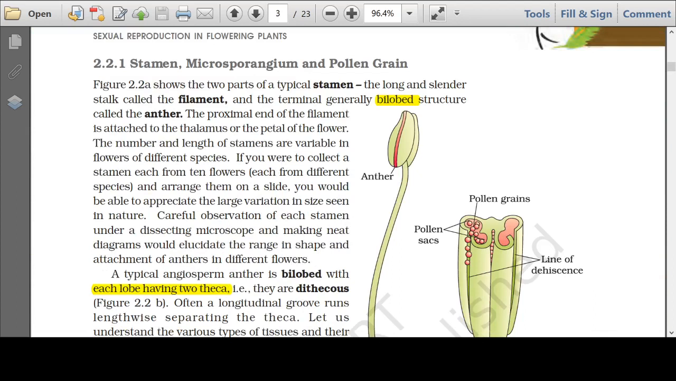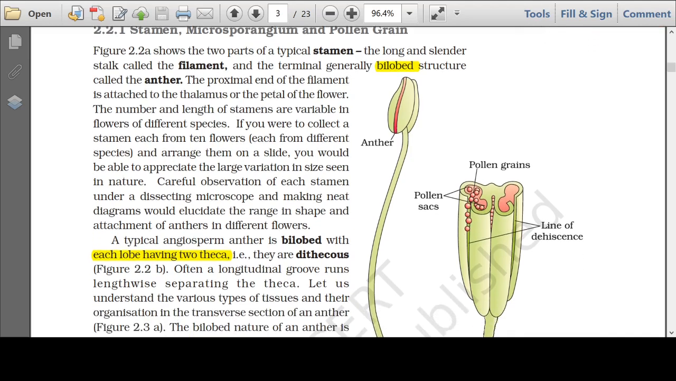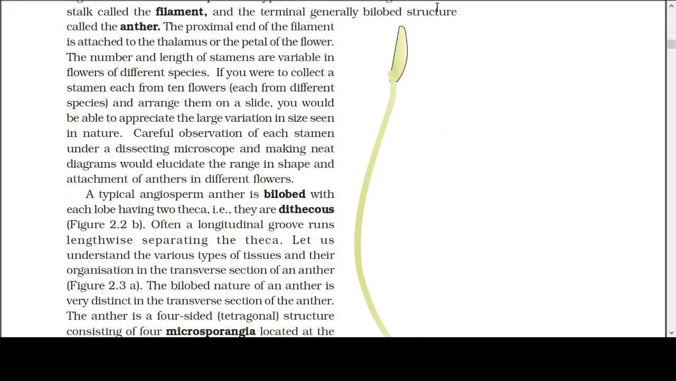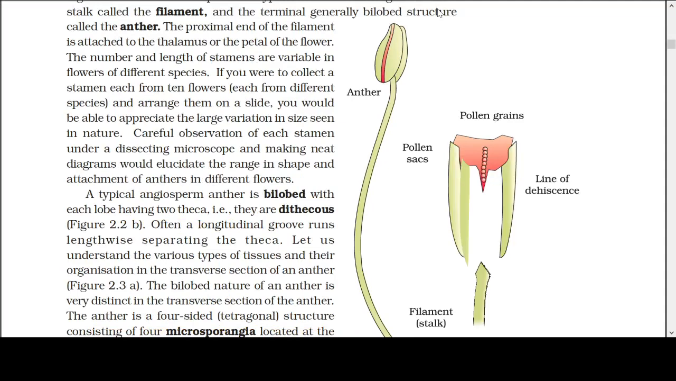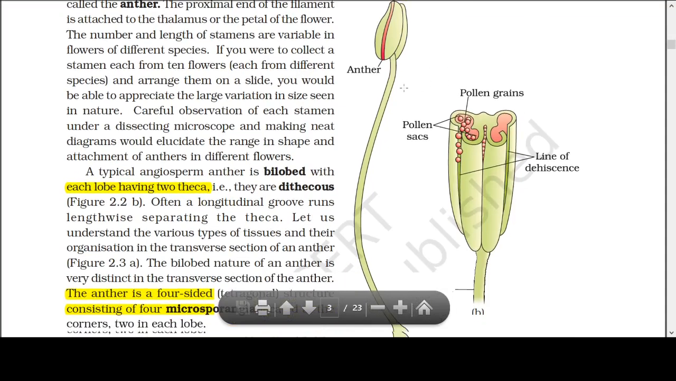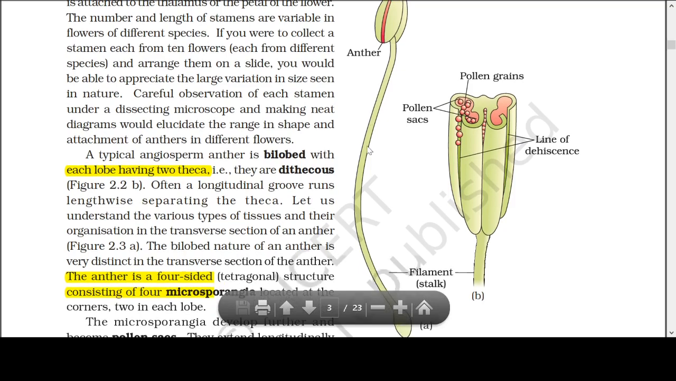Today we'll see very slowly the different structures related to the stamen, microsporangium, and pollen grain. The stamen is a male reproductive part, as you can see in the diagram. A stamen consists of a filament, a long filament.